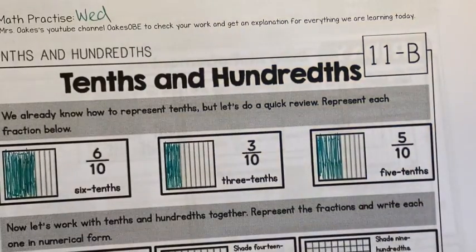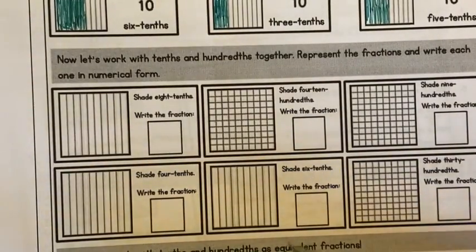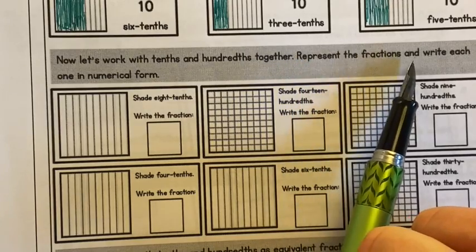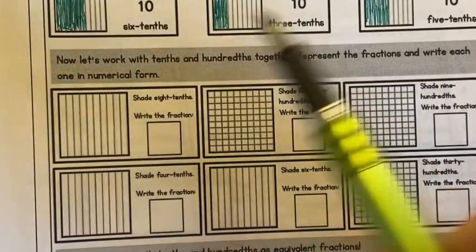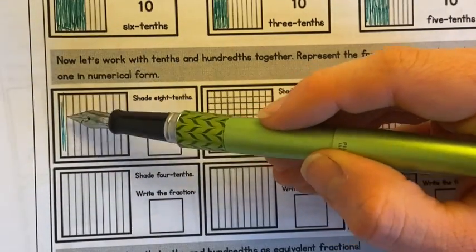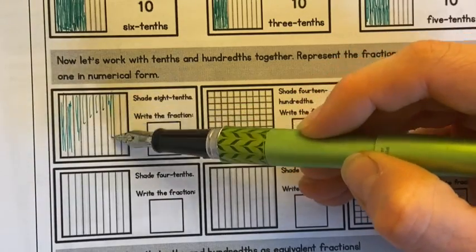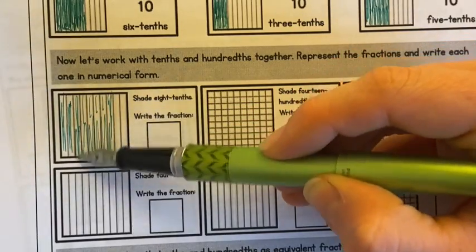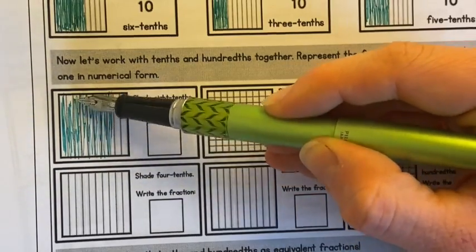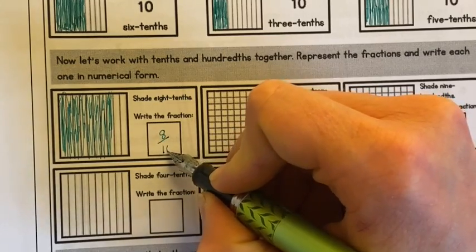It's just tenths. But we know that tenths and hundredths are kind of in the same family. So now let's work with tenths and hundredths together. Represent the fractions and write each one in numerical form. So it says to shade 8 tenths. All right, I shade 1, 2, 3, 4, 5, 6, 7, 8. I'll shade all of that in, and I write 8 over 10.